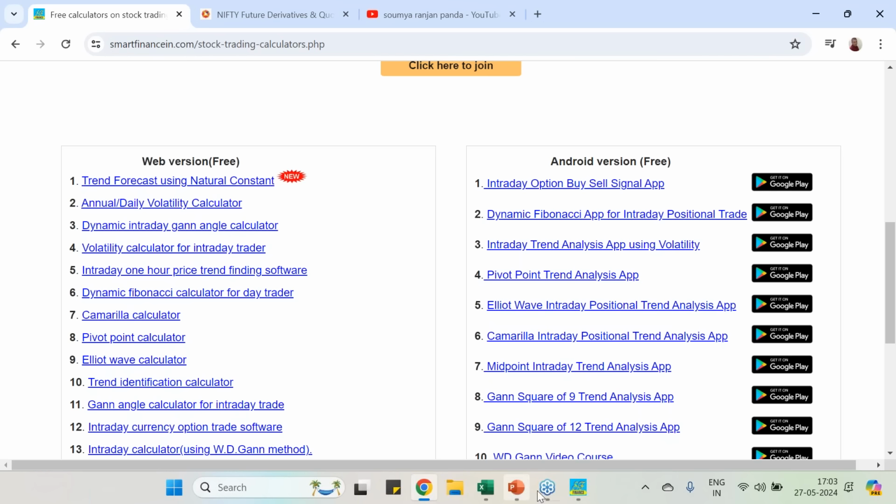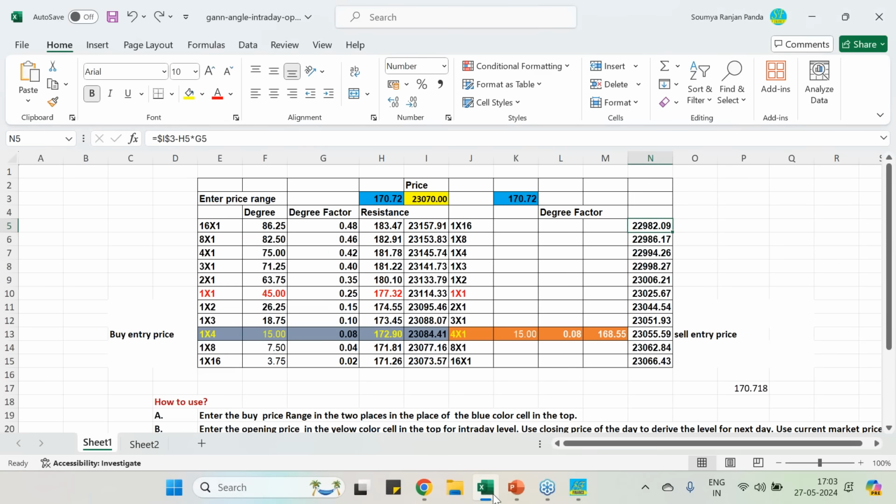So this is how the Gann technique works in the real market. That is what I demonstrated. Thank you very much. Thank you for your time.